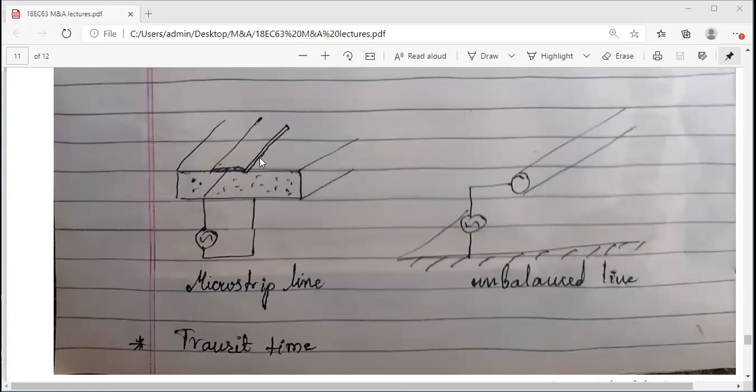In antennas, the microstrip line, wherein this is your substrate and the dielectric. This is a substrate dielectric. This is your microstrip connected. How can you imagine this?